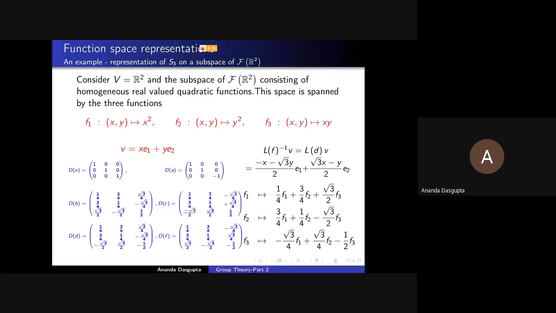So this is another representation, a 3-dimensional representation of the same group, which we obtained by using the function space representation technique. Can anybody tell me how I could possibly get, let's say, if I started with homogeneous cubics, x cube, y cube, and so on, what dimensionality would I end up with? Eight.